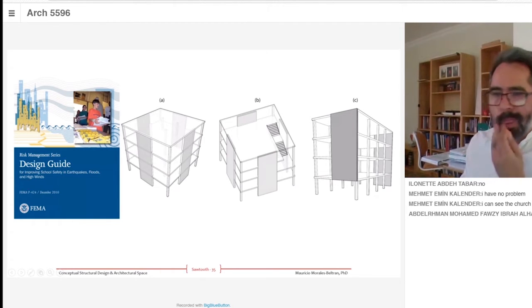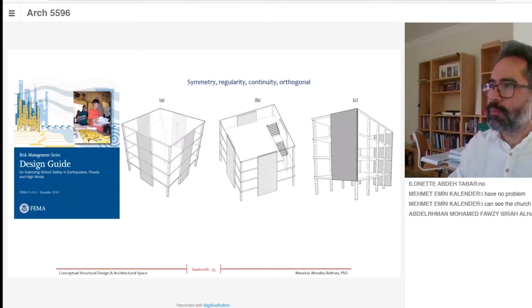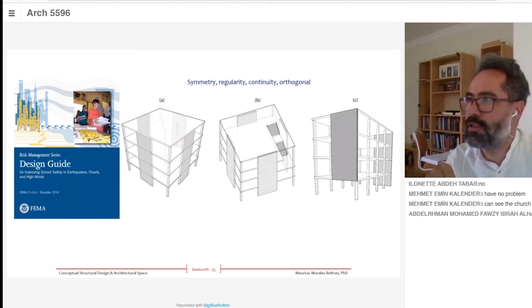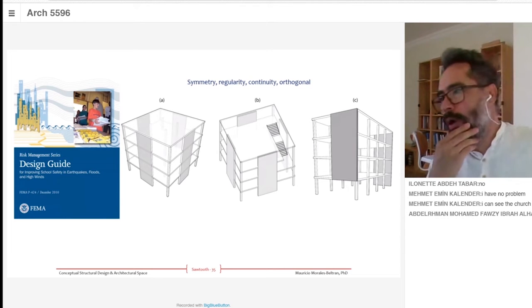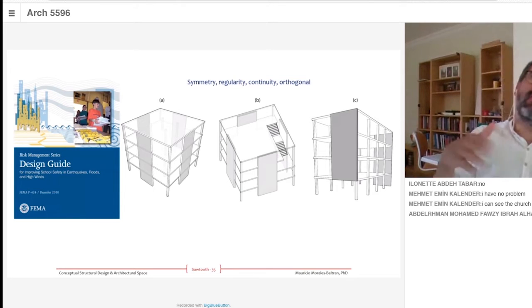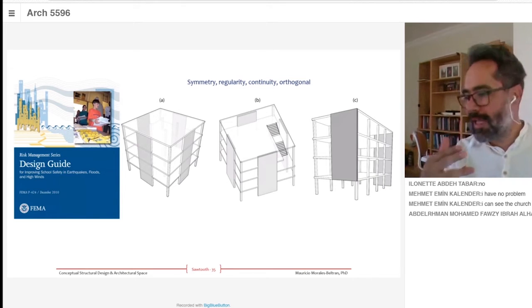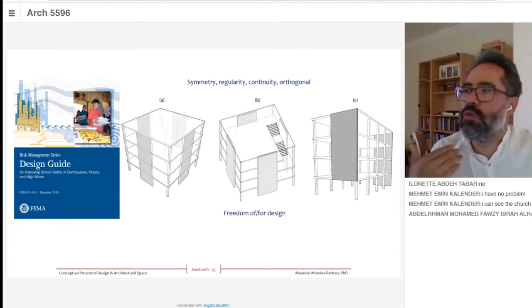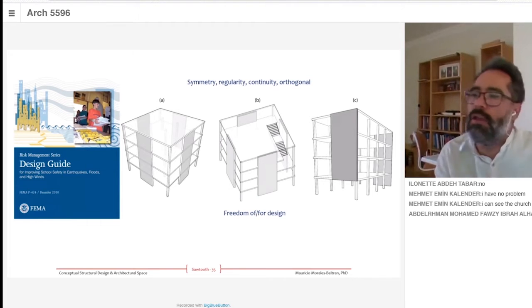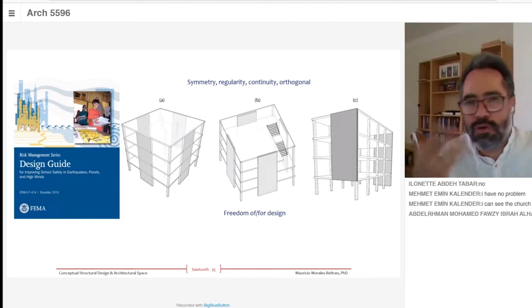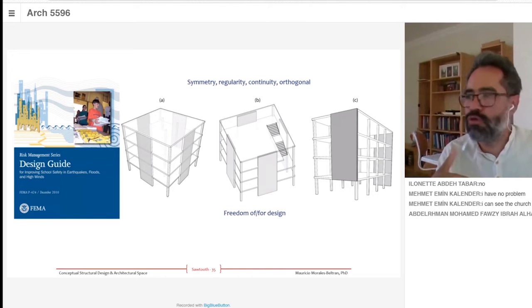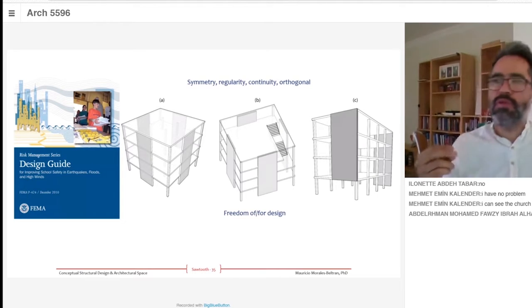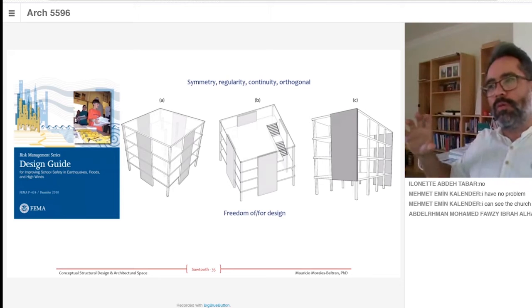The problem is that these seismic design principles imply symmetry, regularity, continuity, orthogonality, which are not necessarily things that architects like. What architects want, especially students, is freedom. They don't want to be told to design things that are symmetrical. They don't want to be told to do things that are orthogonal. They don't want continuity just because it's imposed. They want freedom of and for design. So that was the underlying problem. The problem was not the lack of knowledge. The problem is how you introduce it.